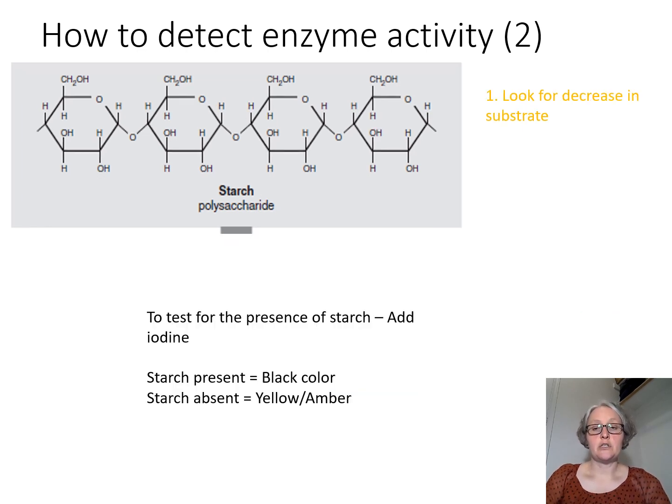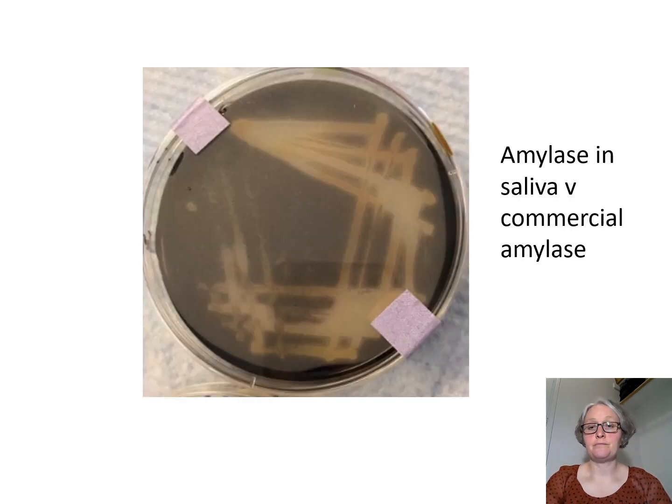To look for a decrease in substrate, we used iodine. Iodine in the presence of starch turns black. Iodine, when there's not starch, turns yellow. So for us, black would mean that the starch is still there. The amylase is not doing anything. If we saw yellow, though, that was a good sign. That meant the starch was being broken apart and that the enzyme was active.